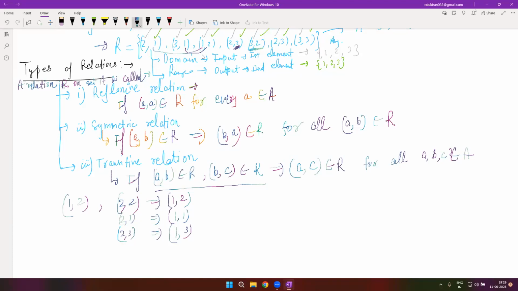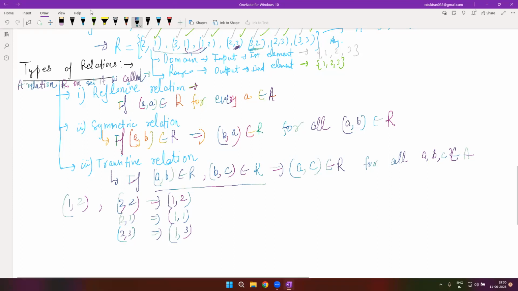So this is how you can check for these types of relation. Follow the simple rules. For reflexive, take the elements from the set. All the elements of the set should be connected to themselves. For symmetric, if there is an element, then its symmetric should also be there. And for transitive, find the two pairs which follow the condition that where one pair is ending, the other pair is starting. If you have these conditions, then apply the rule that A, C should also belong to R.